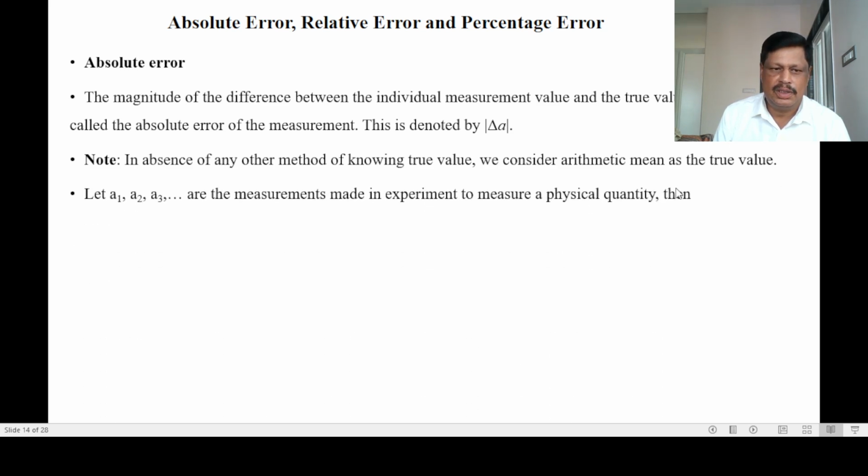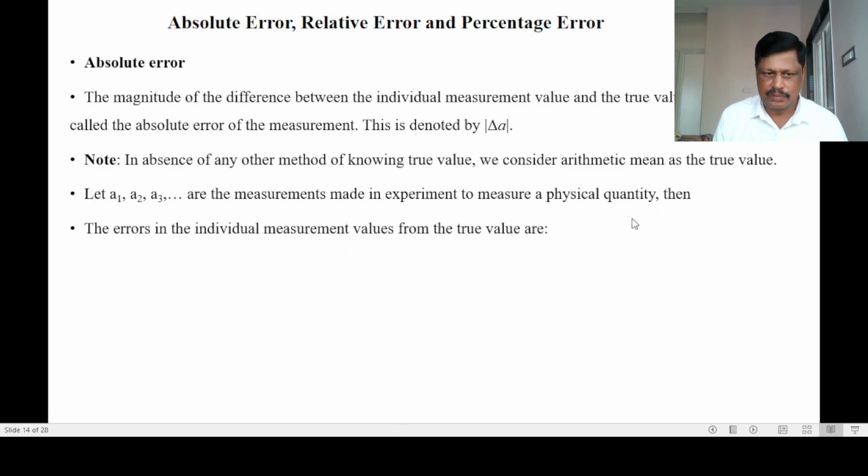Let A1, A2, A3, etc. be the measurements made in an experiment to measure a physical quantity. Then the errors in the individual measurement values from the true value are: delta A1 is equal to A1 minus A mean, delta A2 is equal to A2 minus A mean. Here the magnitude of the difference between the individual measurement values A1, A2, A3 and the true value of the quantity is called the absolute error.